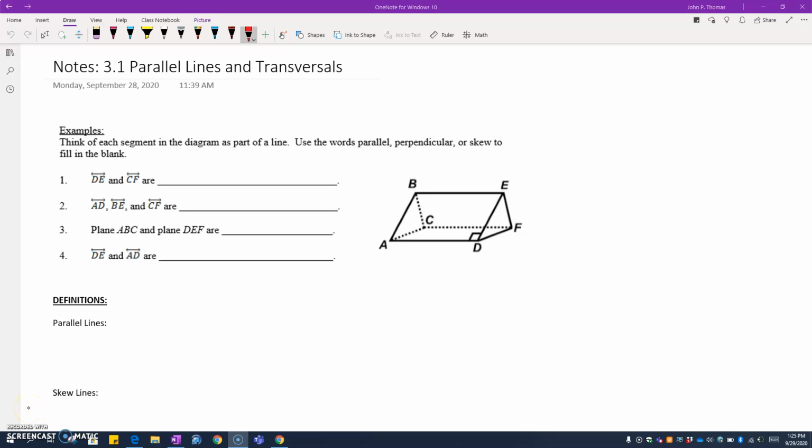All right, let's take a look at section 3.1, which is parallel lines and transversals. So this is going to be another vocab heavy section for us. So this first example here says, think of each segment in the diagram as part of a line. Use the words parallel, perpendicular, skew to fill in each blank.